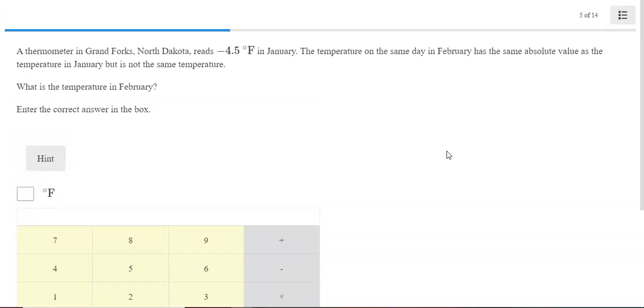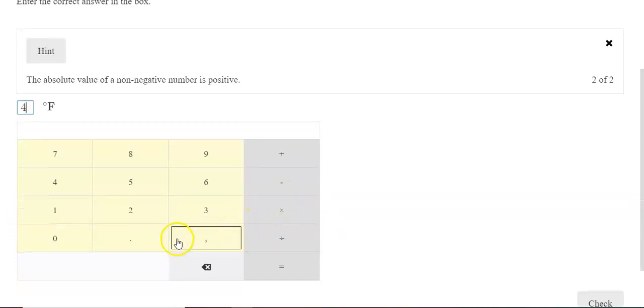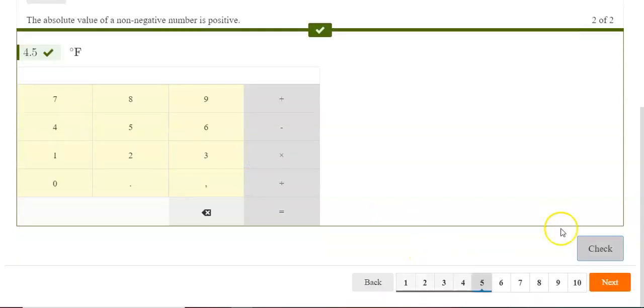A thermometer in Grand Forks, North Dakota reads negative 4.5 degrees Fahrenheit in January. The temperature on the same day in February has the same absolute value as the temperature in January, but is not the same temperature. What is the temperature in February? If we look at the hints, the absolute value is the distance from 0 on the number line, and the absolute value of a non-negative number is positive. So it's not negative 4.5, it'll be positive 4.5. Let's check it. Awesome.